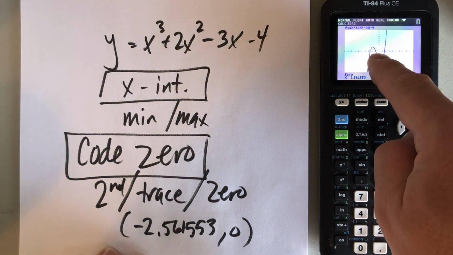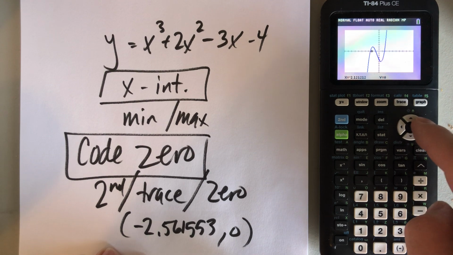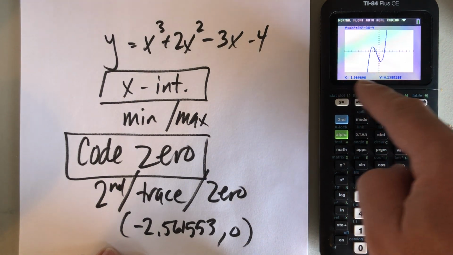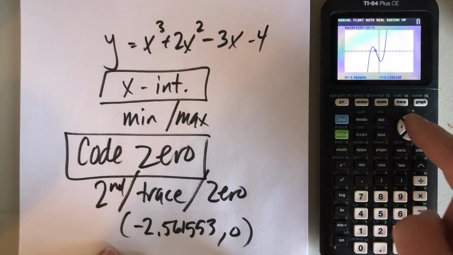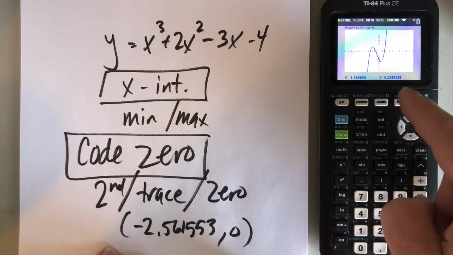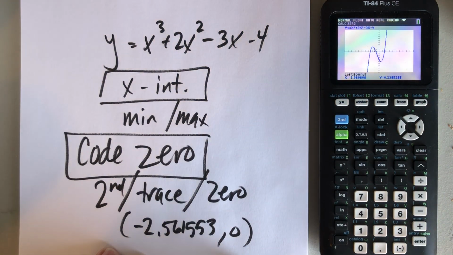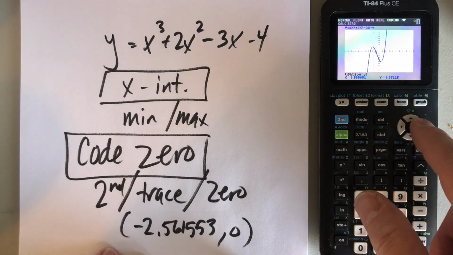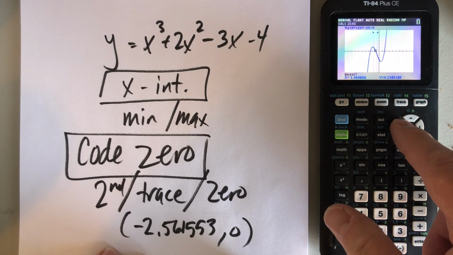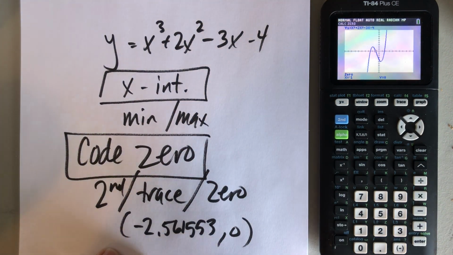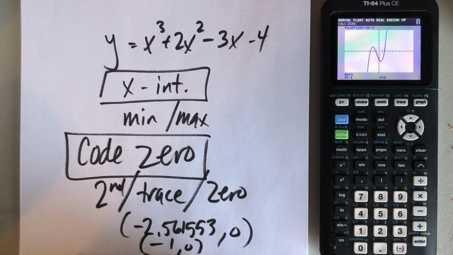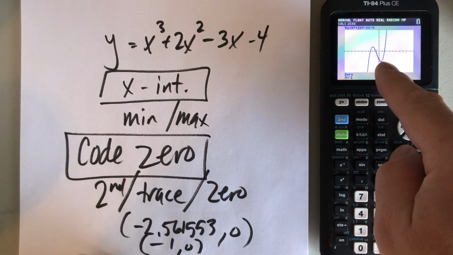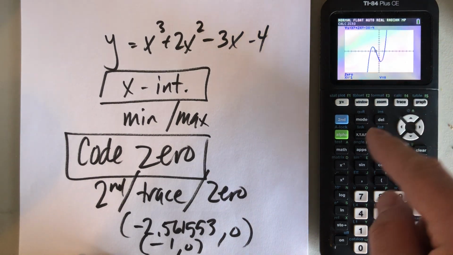Let's do the other one. It looks like negative 1, but is it really negative 1? So let's go over here a little bit, and you know what? I just don't know. It might be negative 1, but I'm not sure. So I have to press second trace and then 0 again. And I'm going to do a left bound, and I'm going to do a right bound, and I'm going to guess right on it. And sure enough, yep, it was negative 1, 0. That's the other x-intercept. And now I press it one more time to find that last one.